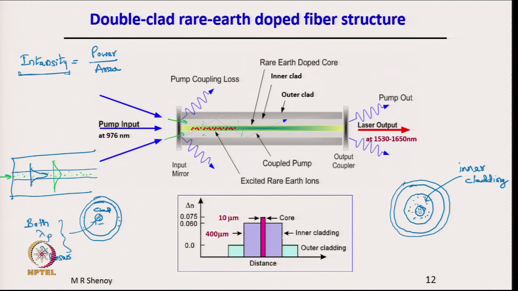And therefore, as you can see here, this gives a very good picture that the typical dimension of the core is 10 micrometer. The cladding here is about 400 micrometer, the inner cladding, to accept a large amount of pump power, and also to note that the numerical aperture of the inner cladding here is very large compared to the numerical aperture of the core. So, this guides the laser beam, and this guides the pump. So, that is what is meant by a double clad rare earth doped fiber structure.